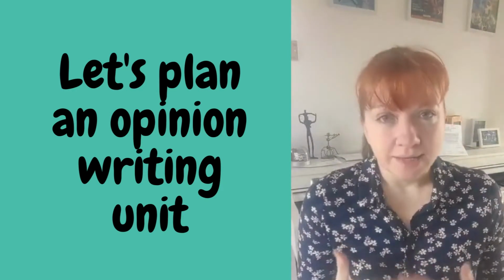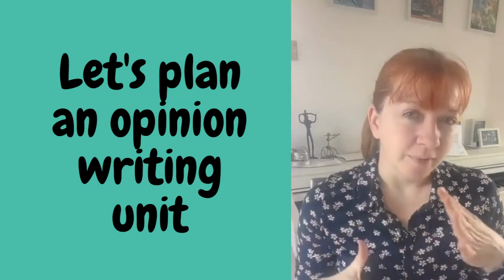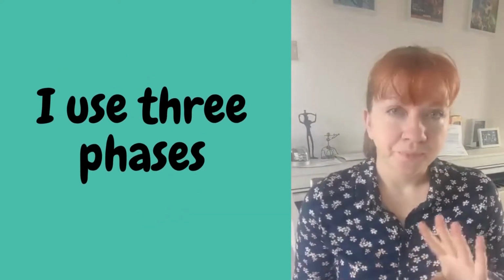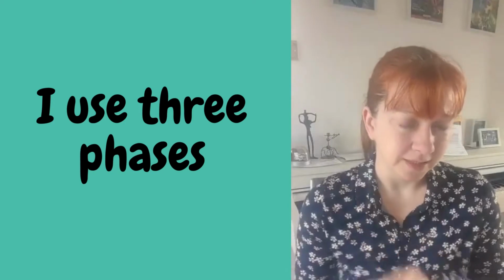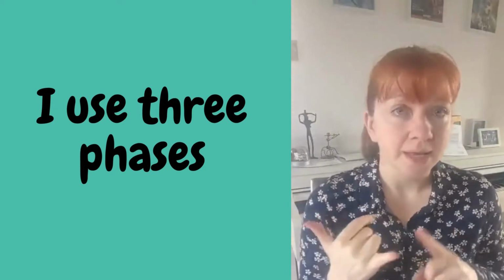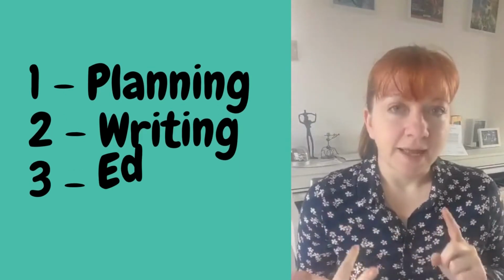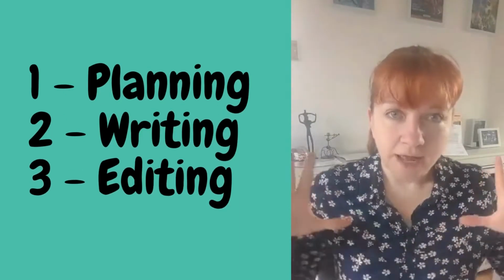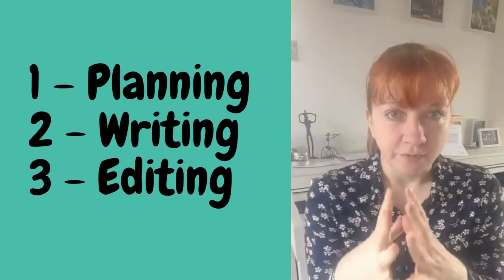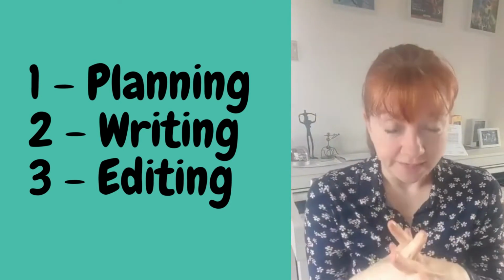Whenever I plan an English unit, I usually set it up into phases. There's usually 3 phases, although sometimes 4, and sometimes I put the first 2 phases together. So phase 1 is planning, phase 2 is writing, and phase 3 is editing. So they have the whole concepts of the text they're going to create.